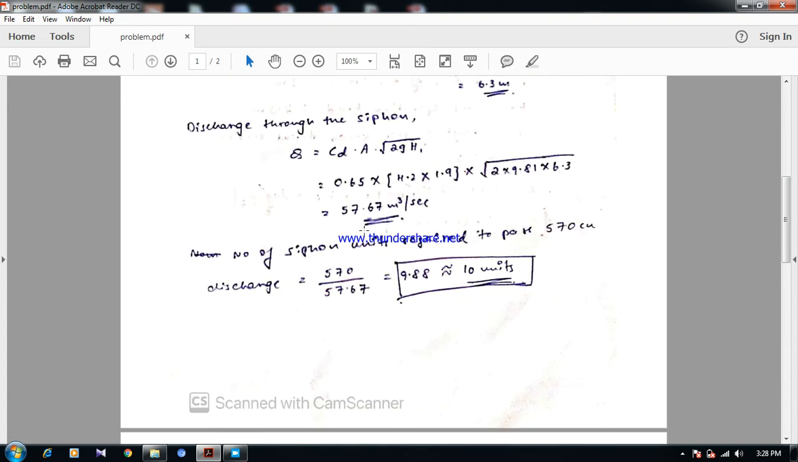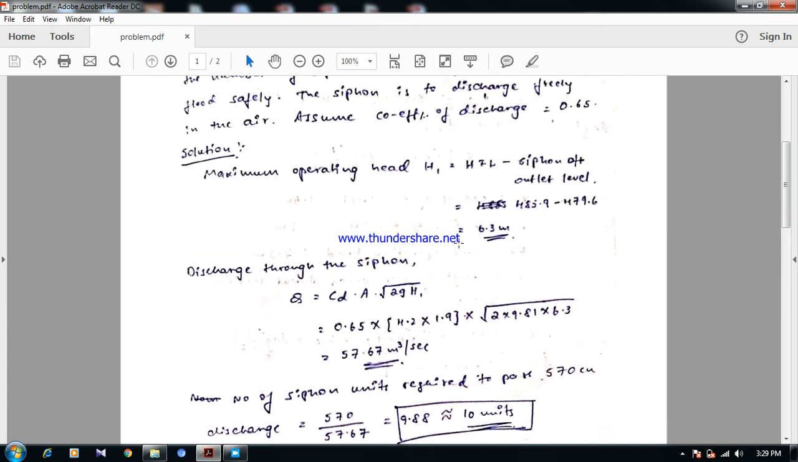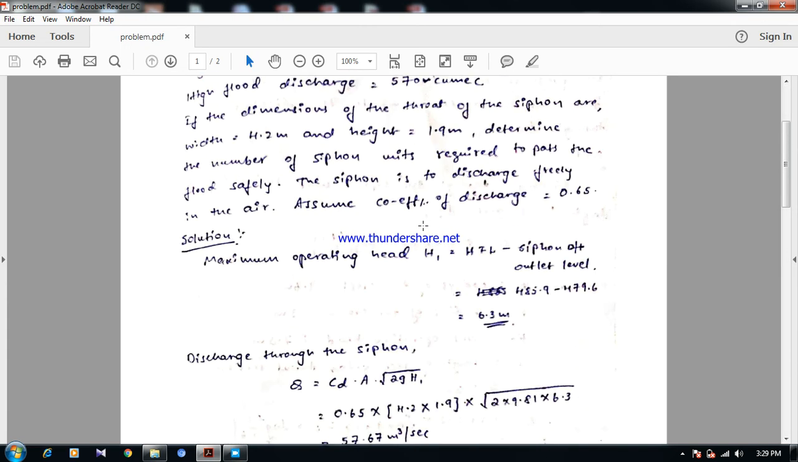So then to release 570 cubic of water, how many units of siphons are required? So number of siphon units required to pass 570 cubic discharge is equal to 570 divided by 57.67, therefore 9.88, so approximately 10 units. So 10 units are required to release 570 cubic of water. So this is the problem.